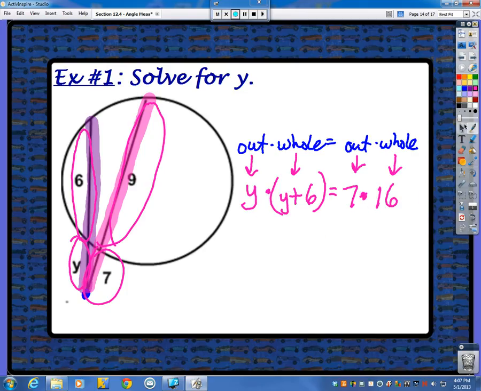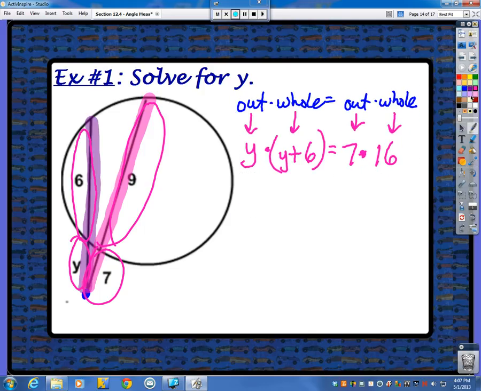So now I need to solve this. But how am I going to solve it now? Well, first, over here on the left side, I'm going to need to distribute this y. So y times y is y squared, and y times 6 is 6y. And then over here, 7 times 16, that is 112.